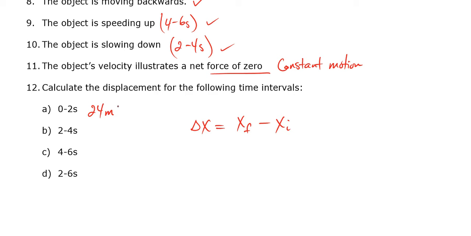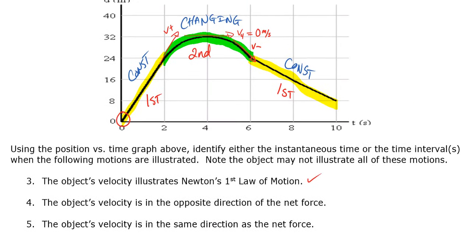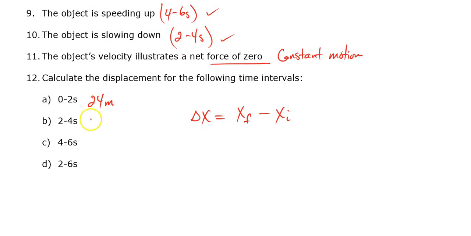What's the change between 2 and 4 seconds? So you went from 24 to 32, so the change is 8. And then how about 4 to 6? Negative 8.